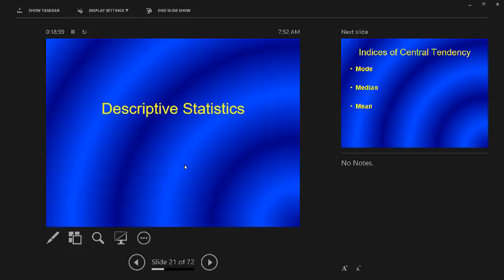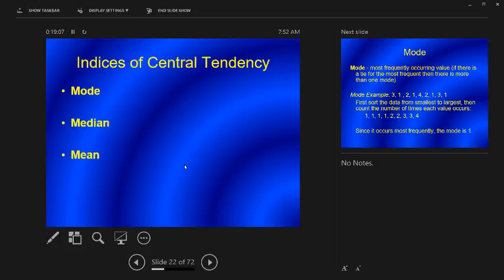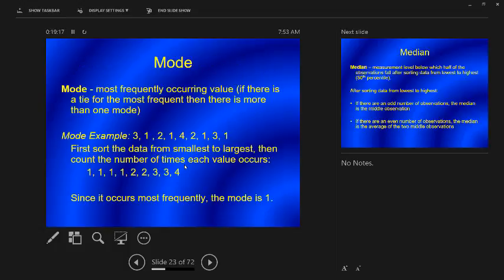Okay, so now we've talked about tabular and graphical ways to summarize your data. Next, we're going to talk about some different descriptive statistics that you can use to summarize your data. First, we're going to talk about some measures of central tendency, and these are the ones most of you have heard of, I'm sure. The mode, median, and mean.